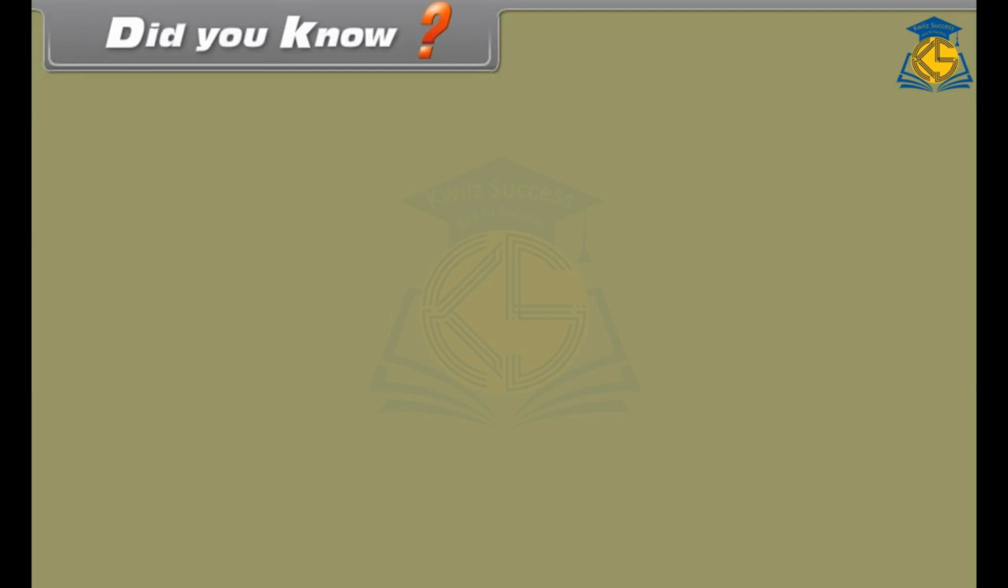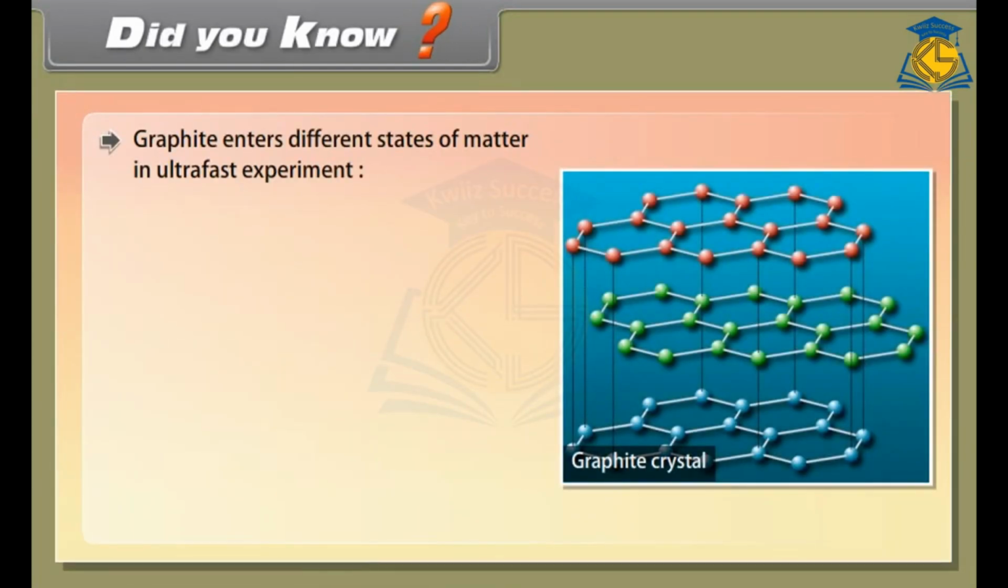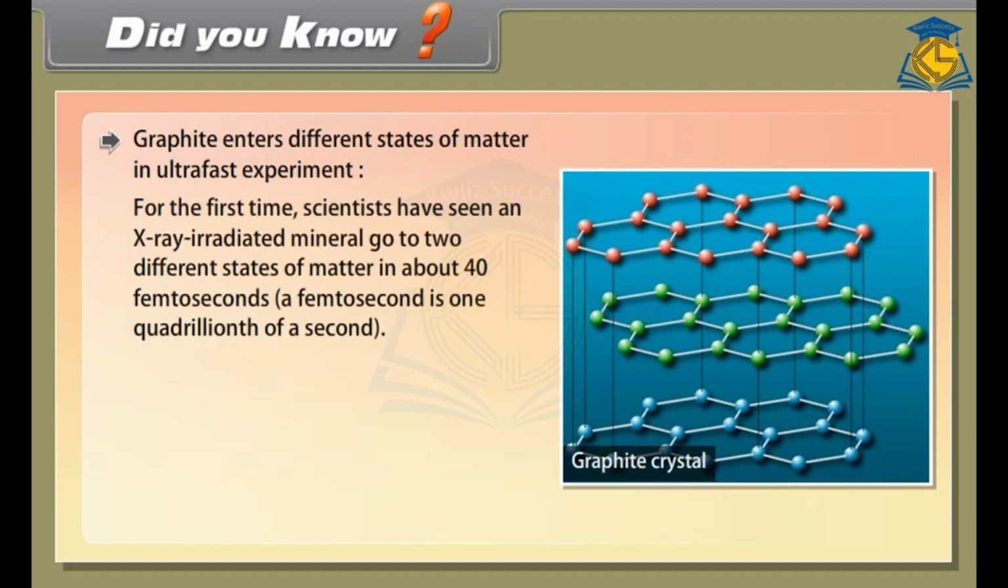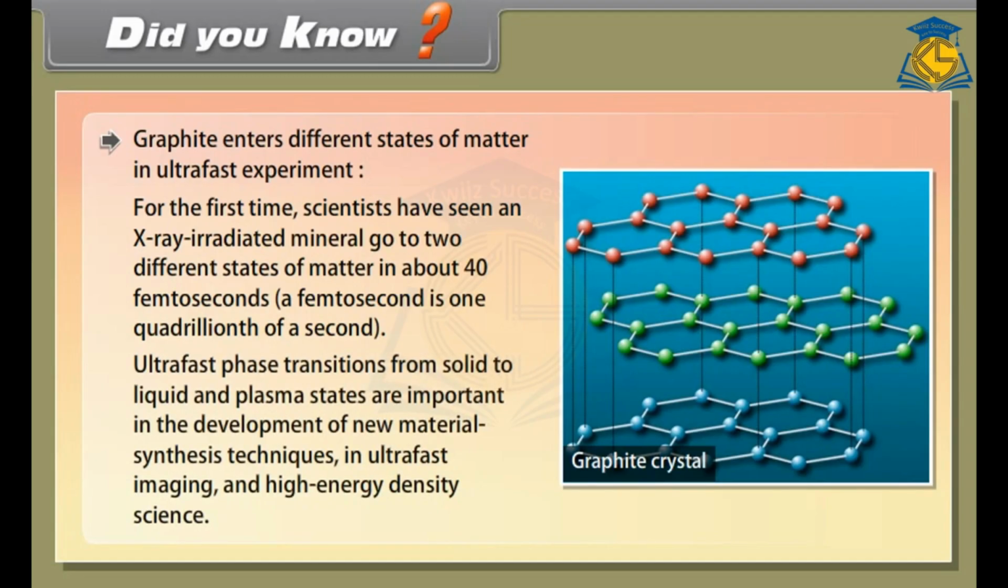Did you know? Graphite enters different states of matter in an ultra-fast experiment. For the first time, scientists have seen an X-ray irradiated mineral go to two different states of matter in about 40 femtoseconds. A femtosecond is 1 quadrillionth of a second. Ultra-fast phase transitions from solid to liquid and plasma states are important in the development of new material synthesis techniques, in ultra-fast imaging and high energy density science.